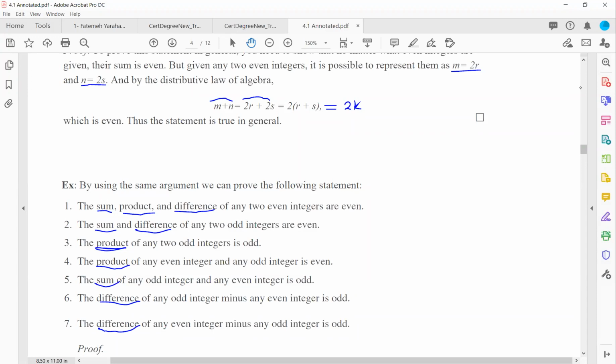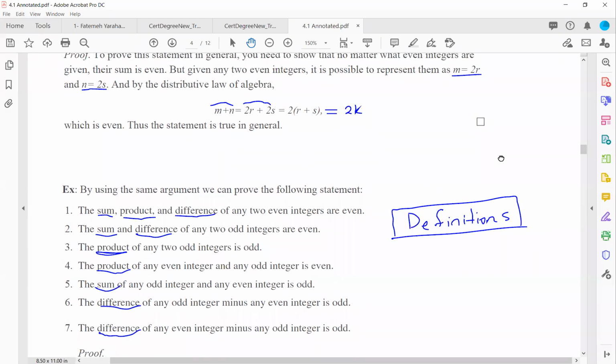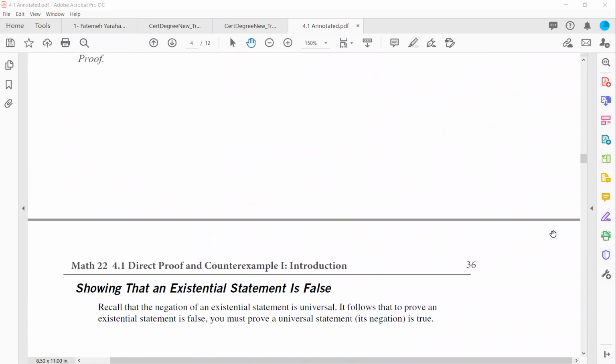You can prove all of these statements using the definitions. We cannot write down some examples and say, hey, I proved it. That's going to be wrong. You have to use the definitions of being even and odd and prove these statements. Very well.